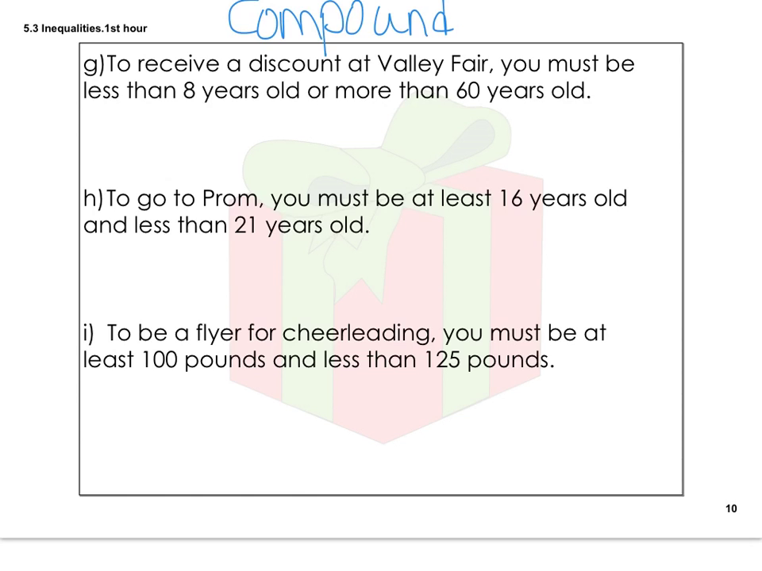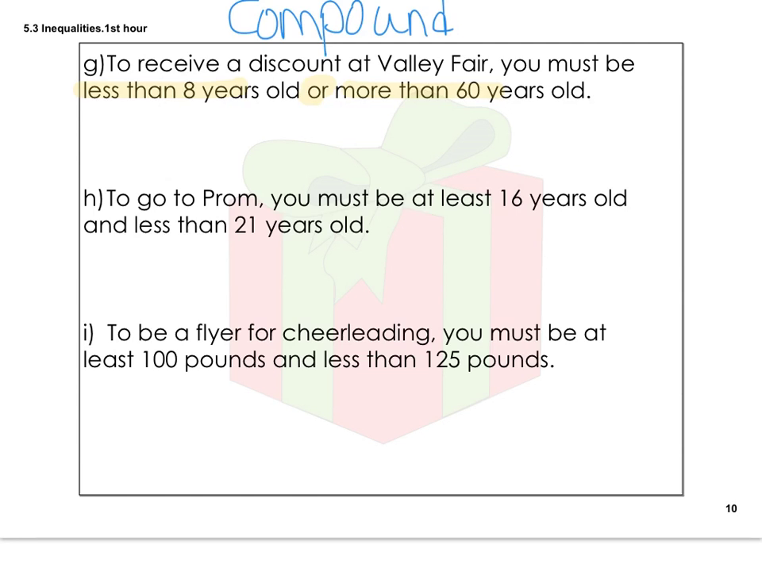So on example G, again I'll highlight the bare minimum of what I would put in your notes for the sentence. It says, to receive a discount at Valley Fair, you must be less than 8 years old or more than 60 years old. And just for clarification, I made these numbers up. I don't know if that's true or not. I know they do have discounts for really young kids and our older adults, but I don't know how accurate these numbers are. Okay?